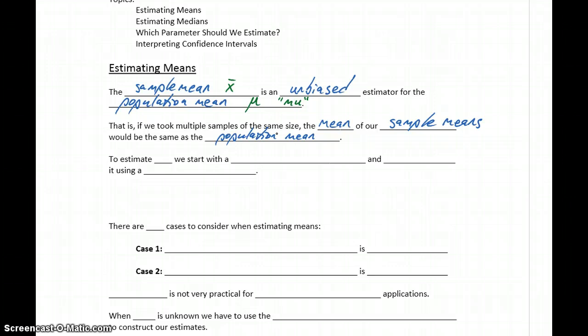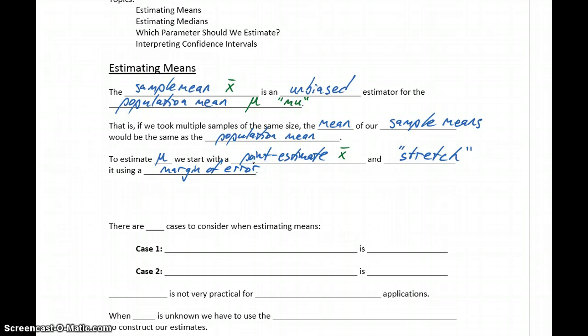So in reality, we can't do that. We can't take sample after sample. So we have to rely on a single point estimate or a single sample mean to be the estimate for a population mean. So to estimate mu, the population mean, we're going to start with a point estimate, which in this case is going to be our sample mean, x bar. And then we're going to stretch that value into a range of values using a margin of error.